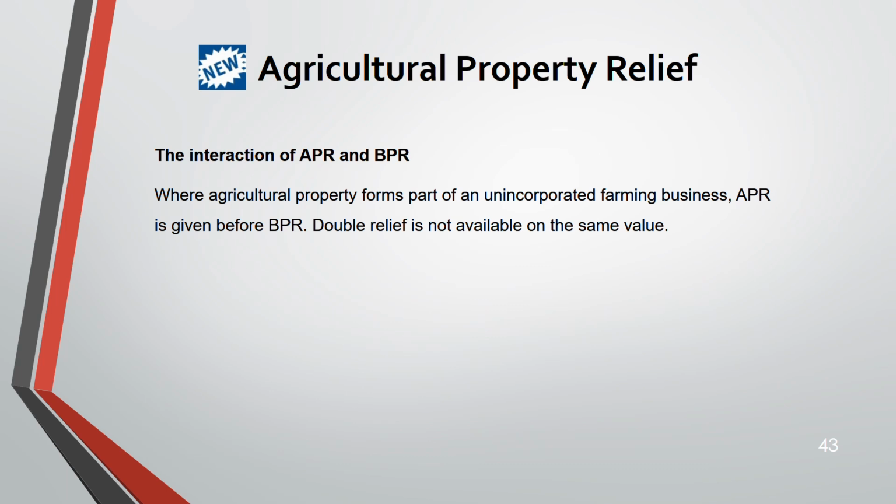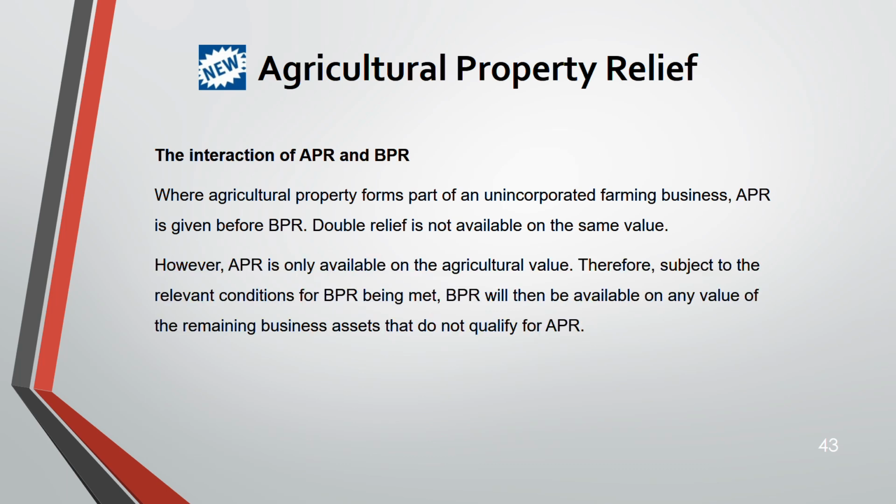Same value means unincorporated business part is for BPR. Agricultural property is for APR. Okay. Both will not give on one value; you will not get 2 reliefs. You are getting the 2 reliefs on 2 separate values on the same asset. So APR is available on agricultural value. Therefore, subject to the relevant conditions for BPR being met, BPR will then be available on any value of the remaining business that qualifies.